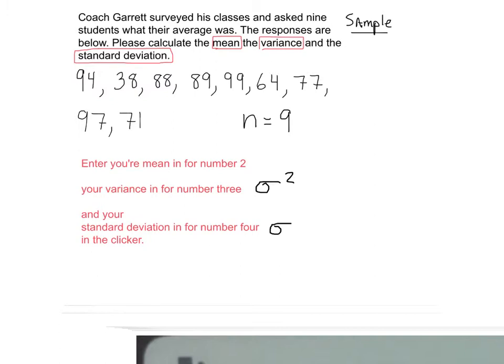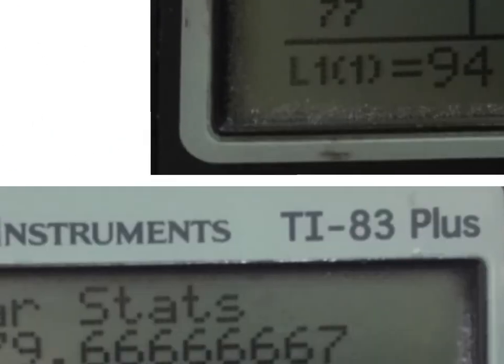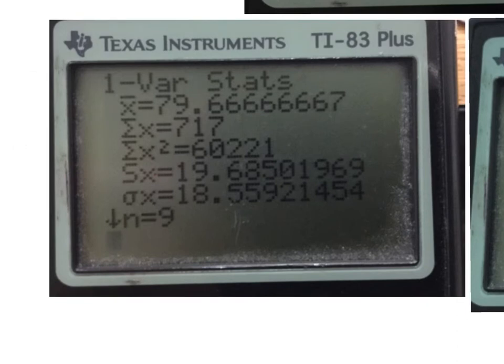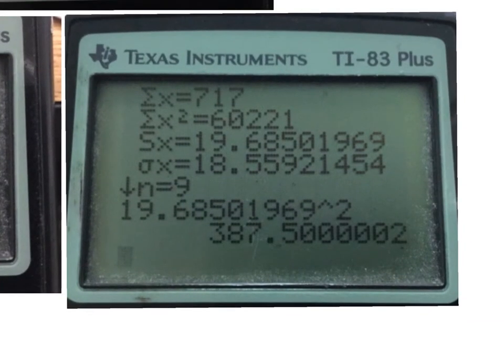Sigma, right? So if you have the variance, you can square root it to get the standard deviation. But if you have the standard deviation, what do you do to it to get the variance? Square it, okay? So as we look right here, we have the standard deviation. That's our answer for 4. If we want the variance, we have to take this entire number and square it. So look in the calculator right here. See how I wrote the entire number? And then I did what to it? Squared it. So for number 3, your variance, you should have put 387.5.